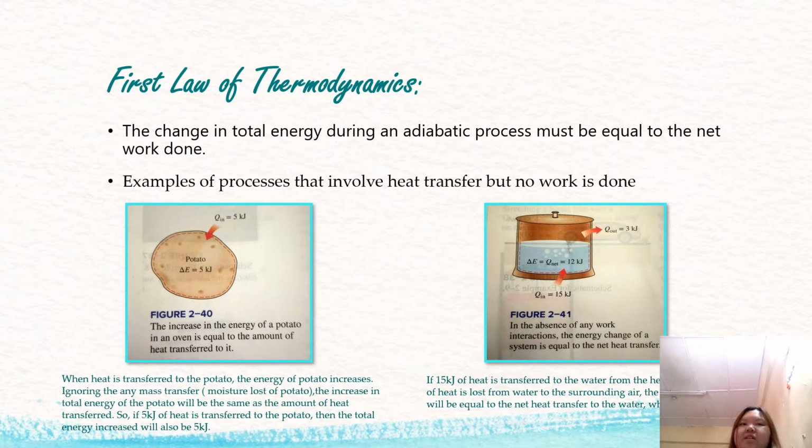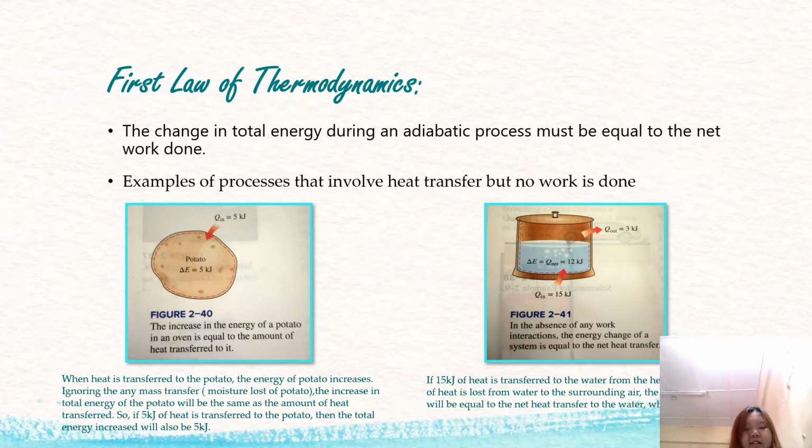From the statement that we mentioned just now, the change in total energy during an adiabatic process must be equal to the net work done. The first example is the potato. When heat is transferred to the potato, the energy of the potato will increase. Ignoring any mass transfer or moisture loss of the potato, the increase in total energy of the potato will be the same as the amount of heat transfer. So if 5 kJ of heat is transferred to the potato, then the total energy increase will also be 5 kJ.